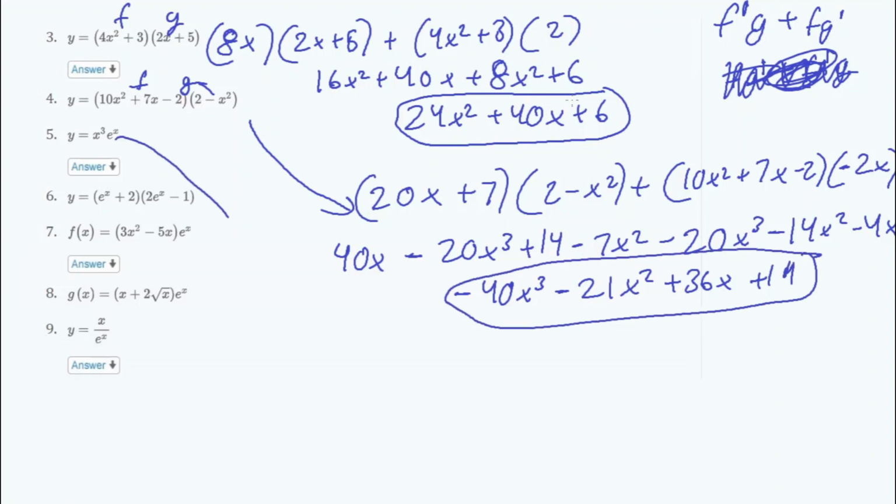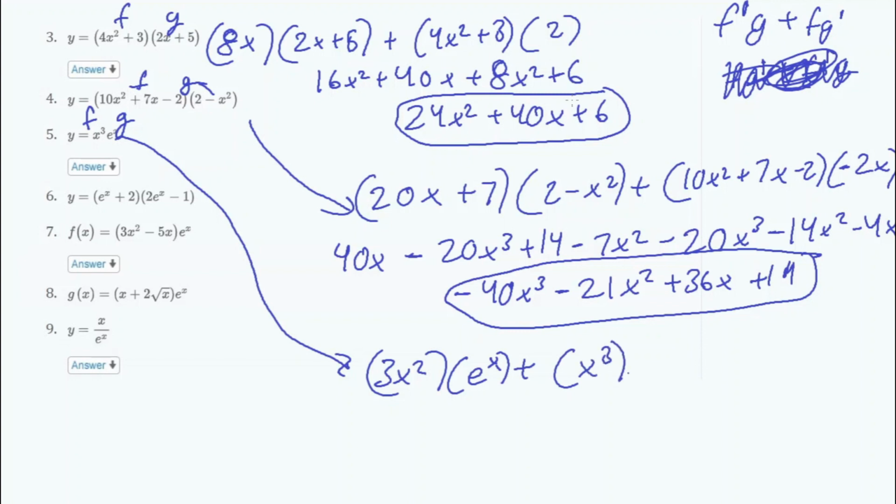And now let's take a look at number 5. So number 5 is going to be x cubed times e to the power of x. So x cubed is going to be f. E to the power of x is going to be g. So we have f prime, which is going to be 3x squared multiplied by g, which is going to be e to the power of x, plus f, which is going to be x cubed multiplied by g prime, which is also going to be e to the power of x, because the derivative of e to the power of x is e to the power of x.